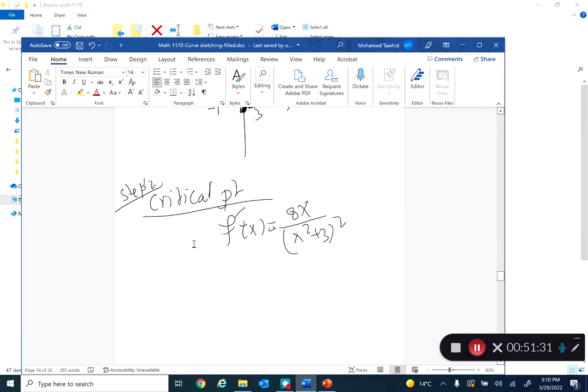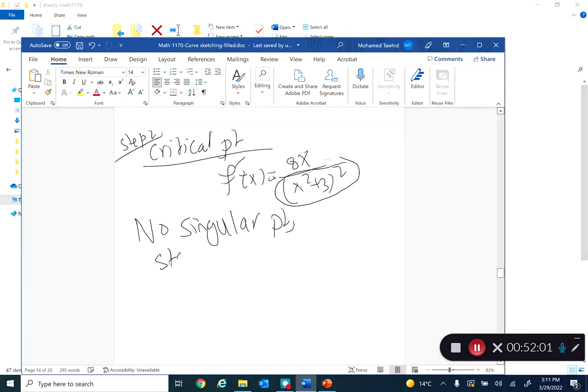Now, do we have a singular point? No singular point. Why? Because your derivative always exists for any real number x. The denominator term is always positive and non-zero. So if you take any real number x and put it there, you always get a value for your first derivative, so there is no singular point, right? Now how do we get the stationary point? You take your derivative and equate it to 0.